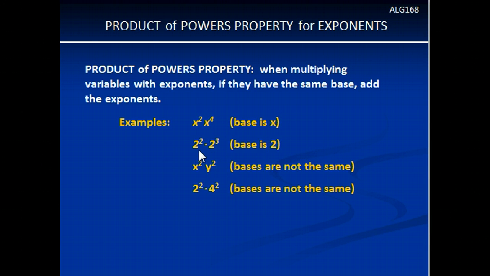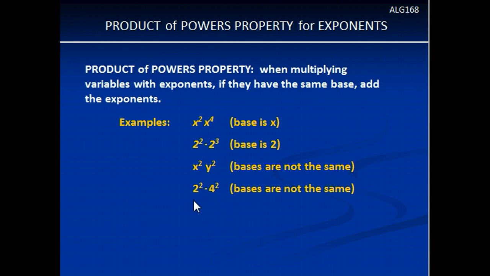Look at this example. 2 squared times 2 to the third. The base is the same. It's a 2. So we would have 2 to the 2 plus 3, which is 2 to the fifth, which is actually 32. Here, if we look at x squared, y squared, our bases are not the same. Therefore, we cannot simplify this any further. This would be our final answer.